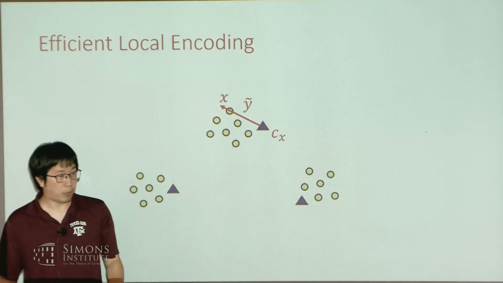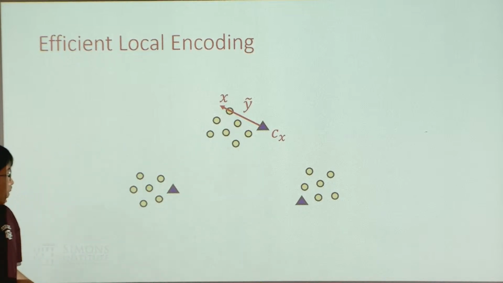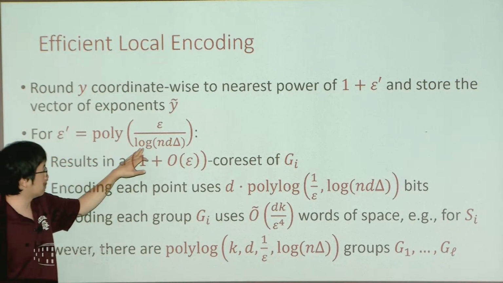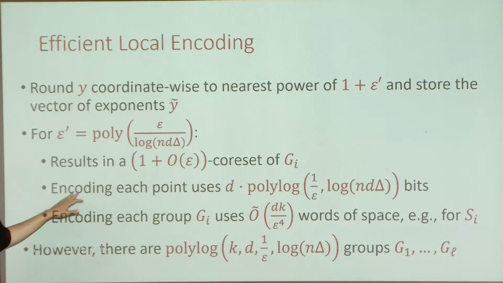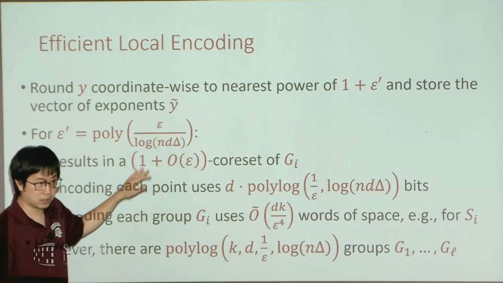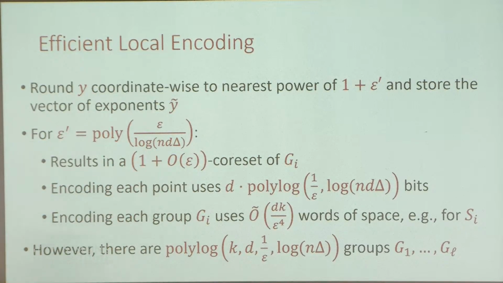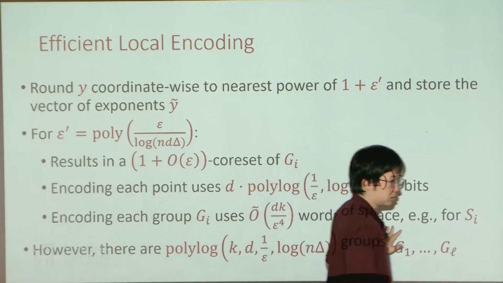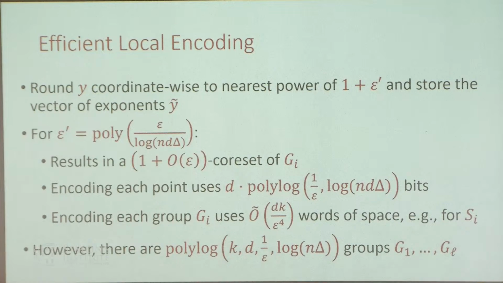But the key part now is that we don't have to store the coordinates of y tilde explicitly. We can just store the exponents. And so if we set epsilon prime to be poly epsilon over log n d delta, then each point will use a log number of this amount in bits. And so each group will use the right number of words of space. So we're almost there. We have a good encoding for each group. But the bad part is that we still have a large number of groups.